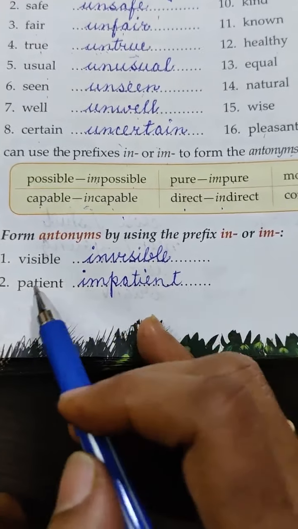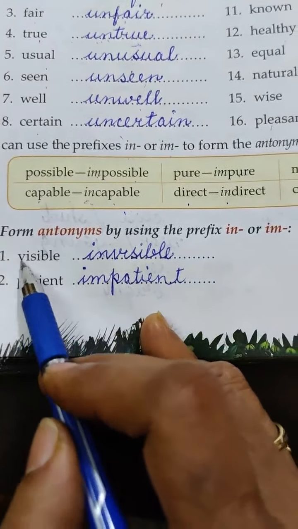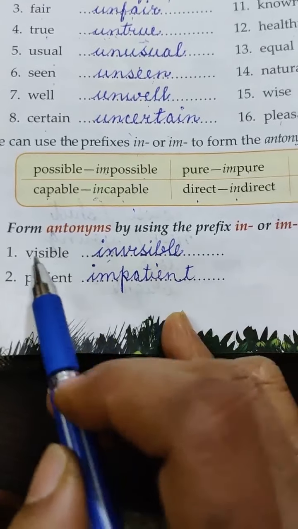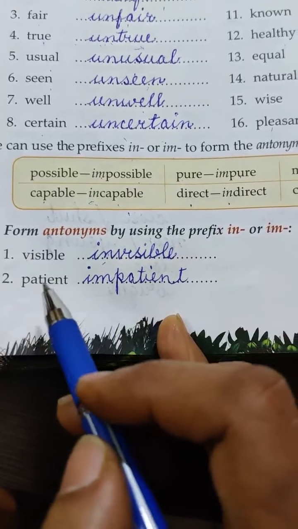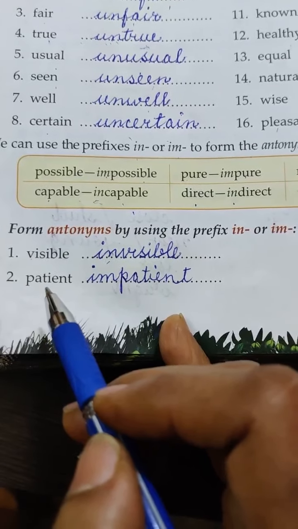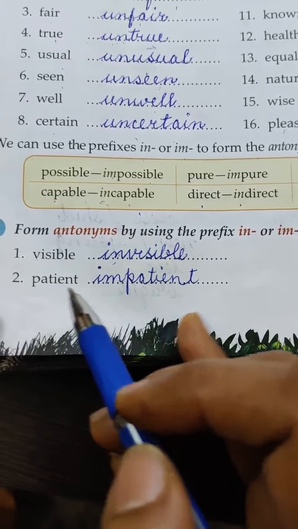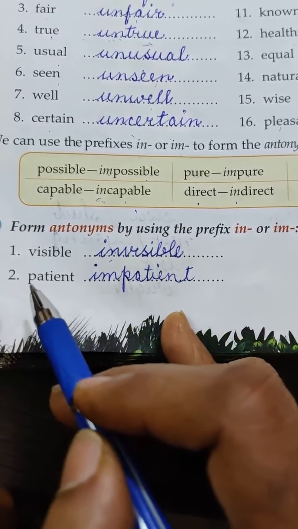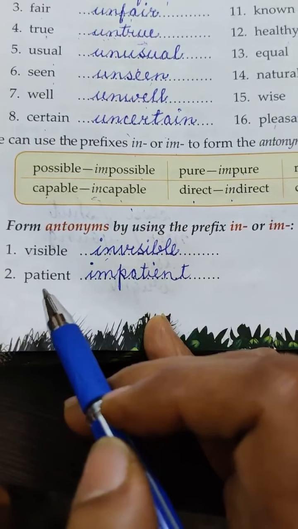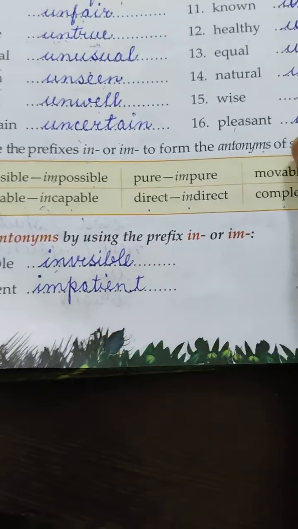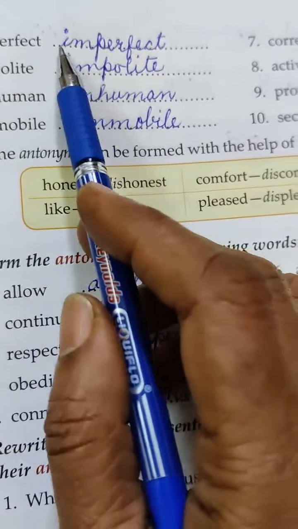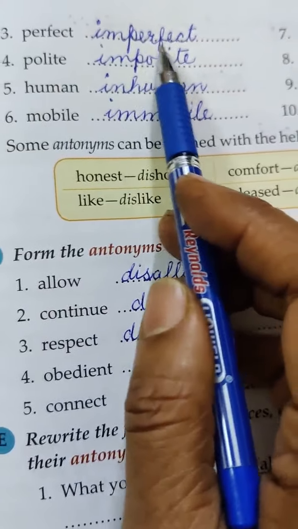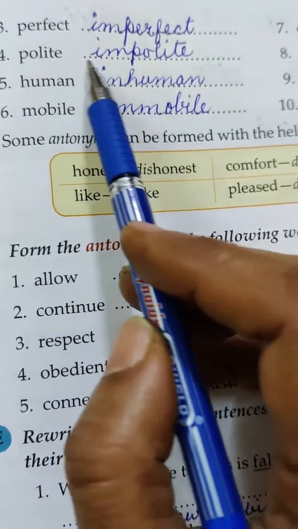So you have to be very careful and learn where prefix in will be used and where prefix im is used. Alright? Now here visible, invisible. Visible मतलब दिखना, invisible मतलब नहीं दिखाई देना, अदृश्य हो जाना. Patient, impatient. Patient मतलब धैर्य रखना, impatient मतलब धैर्य नहीं रखना. Now come to third word, perfect. Now here it is imperfect. Polite, impolite.